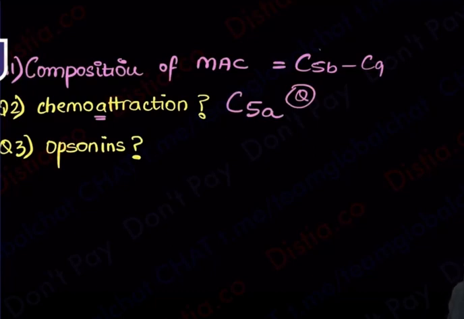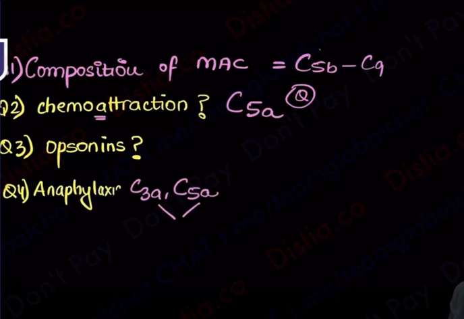Then, what else can the A molecules do? Any idea? What else can C5A, C3A, all these A molecules do? They are also going to be anaphylotoxins. They are also responsible for anaphylaxis. So remember, all the A molecules are anaphylatoxins. All the A molecules are attractants, but C5A is the most potent attractant. And all the B molecules, C3B, 4B, 5B, all the B molecules were opsonins, right? Are we clear with this basic? Nothing new that I taught you, everything from what we studied.